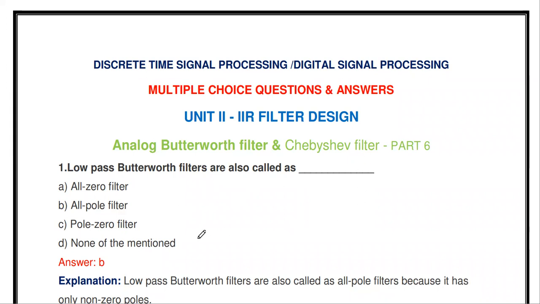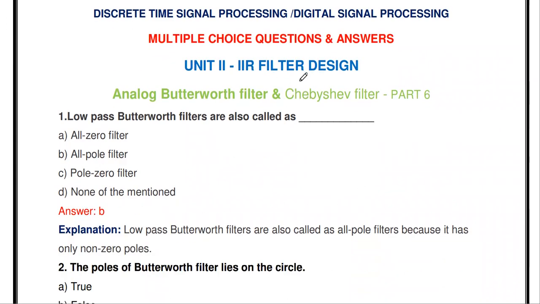Okay. So now the IIR filter design and filter basics we discussed in a previous video. Now we are going to see the analog Butterworth filter design and the Chebyshev filter design questions in this video. Okay. The first question you see: the low pass Butterworth filters are also called as dash.